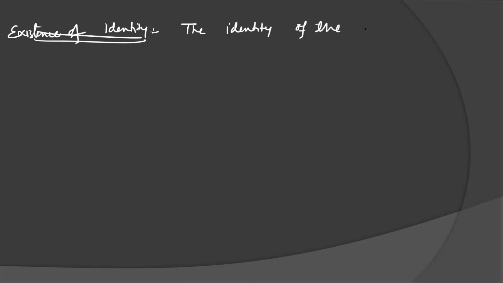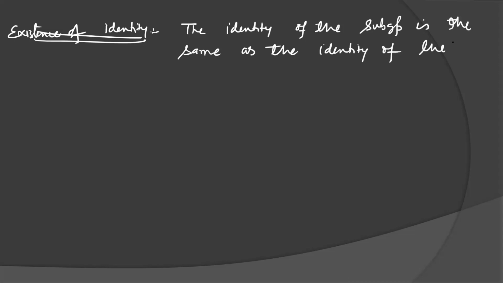Third is existence of identity. What is the meaning? I told you the first property: the identity element of the group and the subgroup are both the same. The identity of the subgroup is the same as the identity of the group. Okay, it means if we use the second result, A belongs to H, it is given, A inverse also belongs to H.